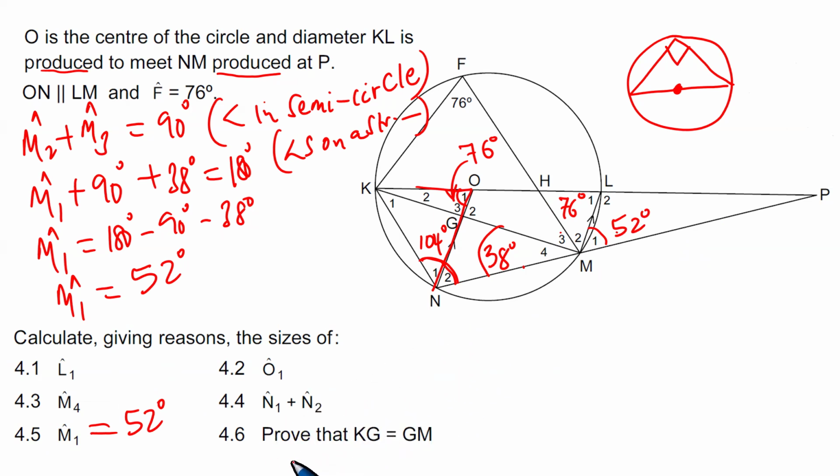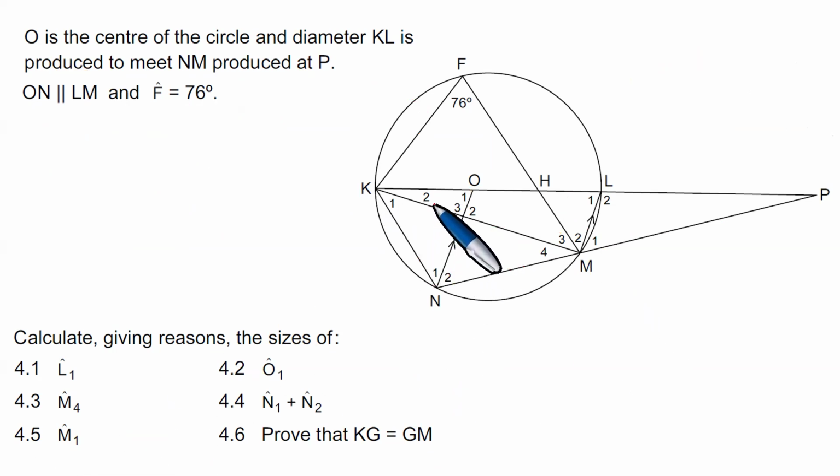Now we need to prove that KG equals GM. Here is K, G is this one, and M is this one. So you need to prove that KG equals GM. This is K, G, and M. And it's way too easy. Now to prove this one, there are a couple of things that we can use.